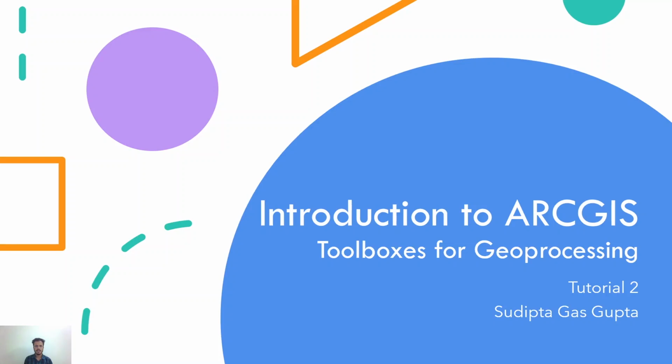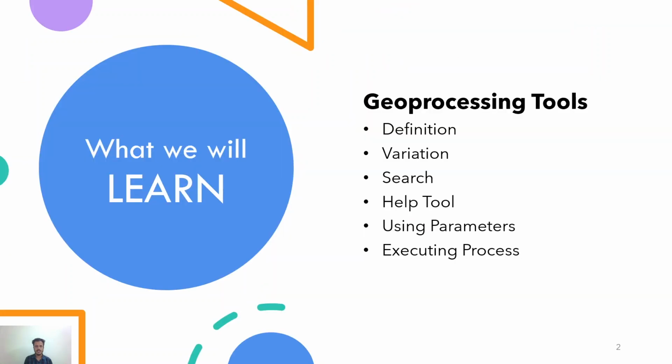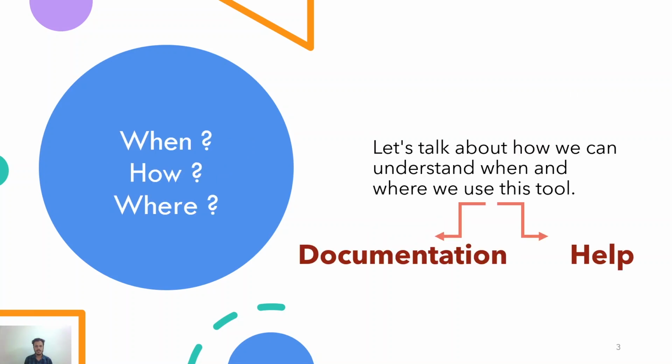Today I will talk about some basic ArcGIS application and the area is Toolboxes for Geoprocessing. In this session, we will learn about the definition and variation of many geoprocessing tools. We will learn how to search them, how to use them with the help tool, and how to execute operations using these tools. We will also learn which tool we need to apply, when, how and where, using the help menu and the help documentation.